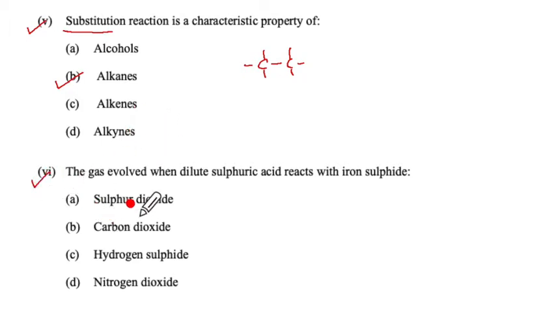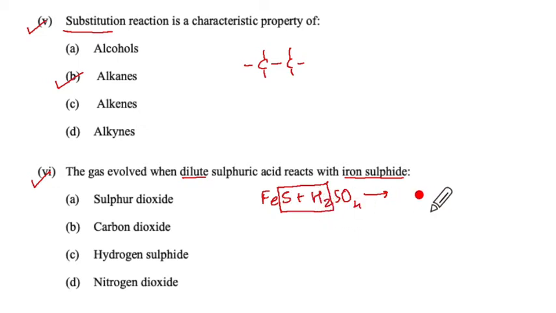Now we come to the sixth subpart. The gas evolved when dilute sulfuric acid reacts with iron sulfide. FeS plus H2SO4: we know it is a dilute acid property that dilute acid with a sulfide is going to liberate H2S. And of course, it will give you a salt, which will be FeSO4. So which is this gas? Look at the options. Here. So it's not sulfur dioxide, not carbon dioxide, not nitrogen dioxide, but hydrogen sulfide.